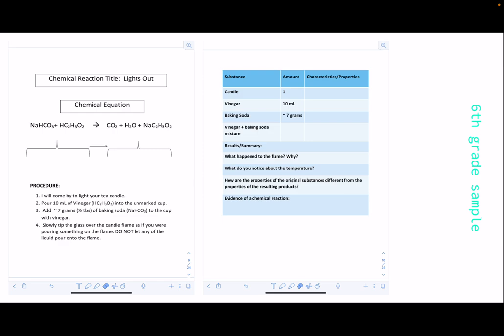The front loading isn't as many words, but it's a chemical equation. What is the left side? What's the right side? Products and reactants, or backwards, reactants and products. They're given a place where they can write their observations and, again, their summaries.